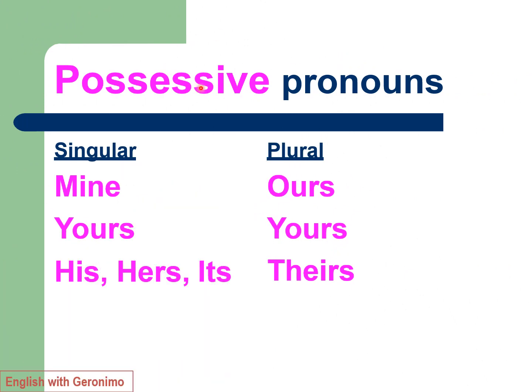Now possessive adjectives are different from possessive pronouns. Now let's identify those later. Now for singular possessive pronouns, we could use mine, yours, his, hers, its, and for plural form, we use ours, yours, and theirs. So as you have noticed, possessive pronouns are used to show ownership of something.